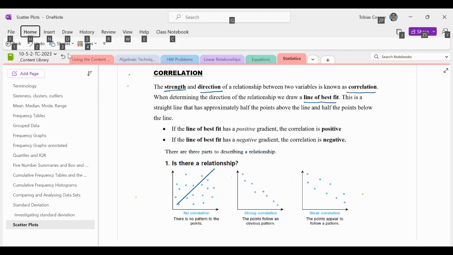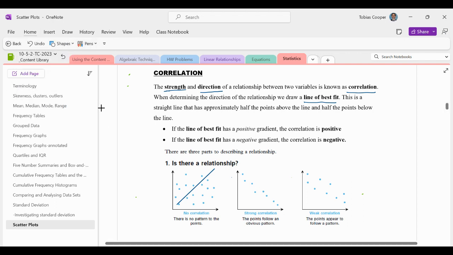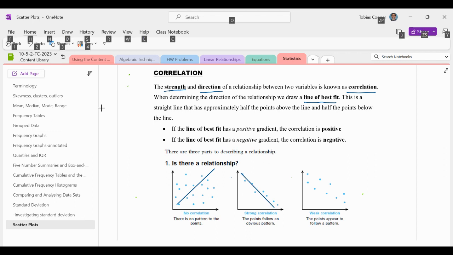If I do it again, I draw my line down here, and roughly half the points are above, half the points are below. This is called my line of best fit. I use this to determine the direction and strength of the relationship. So you draw it so you've got roughly half the points above and below the line. Line of best fit.